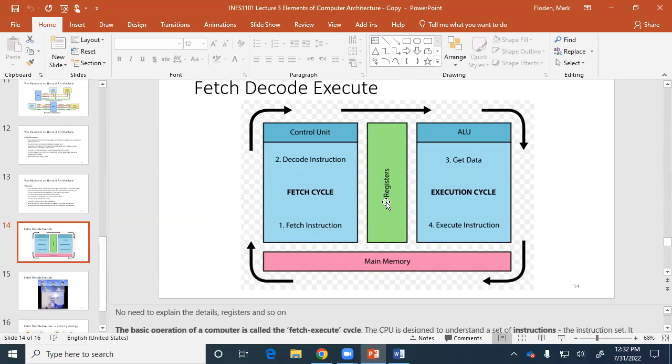The main memory is outside. Now, I mentioned the registers because the register is a short-term, very small place for memory, which is going to be able to handle the instruction coming over from the control unit to the ALU, etc.